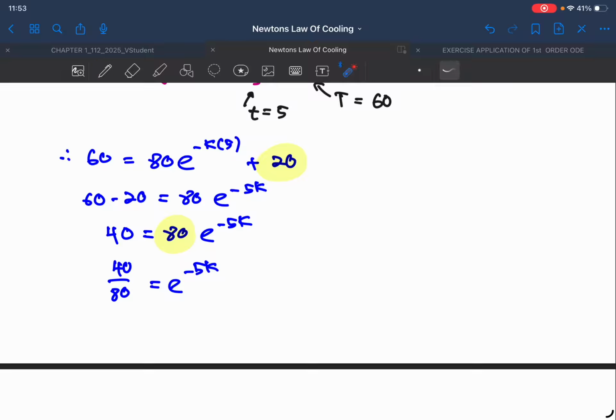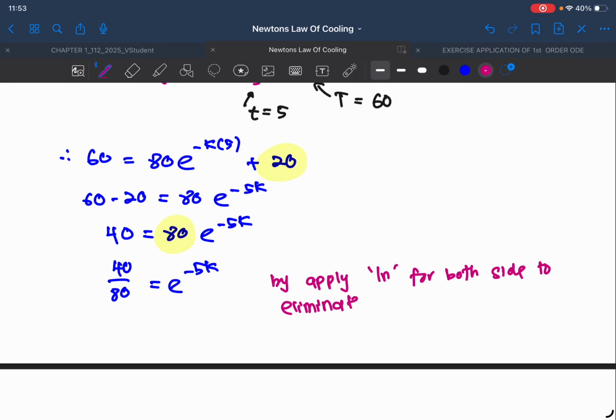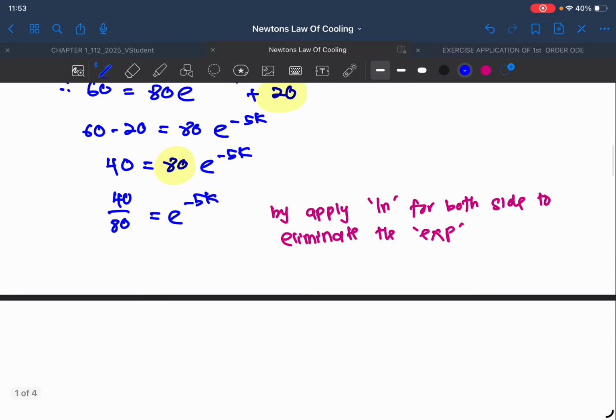Now we want to know the value of k here, but we have the exponential. So how do we eliminate the exponential? By applying ln to both sides. This is to eliminate the exponential. So apply ln to both sides.